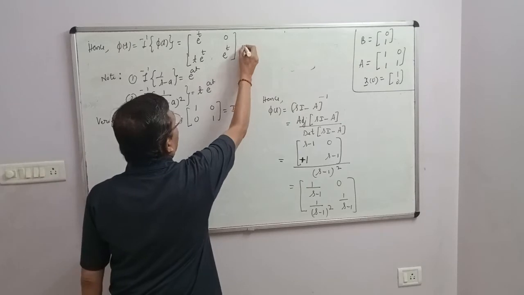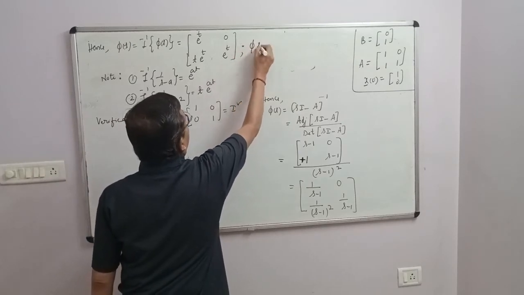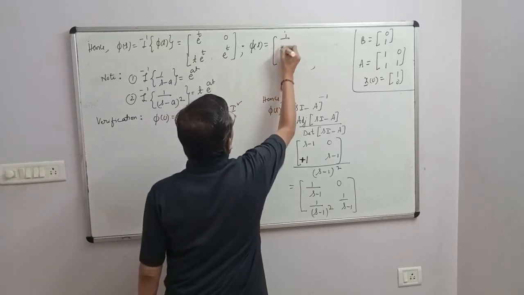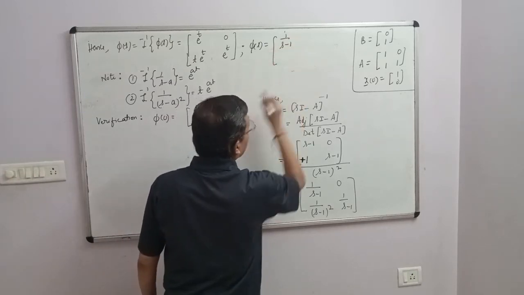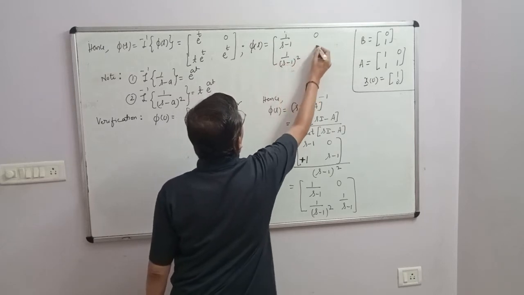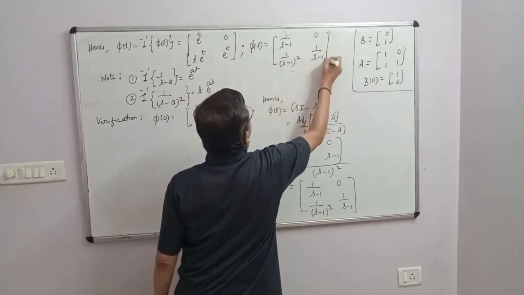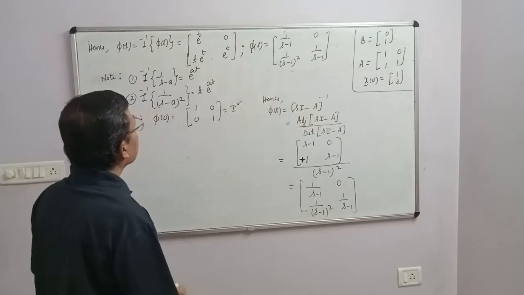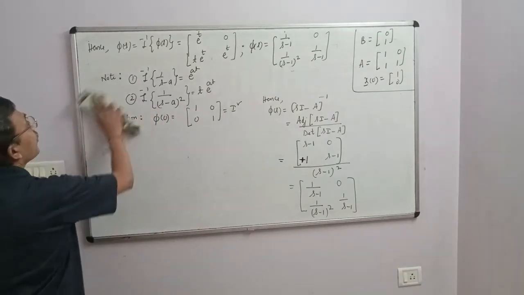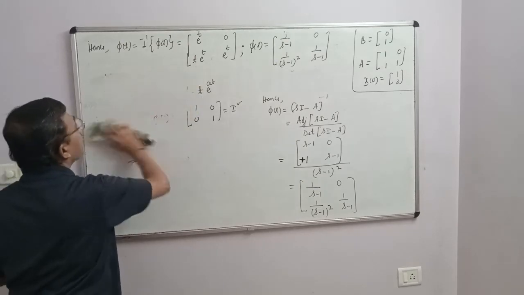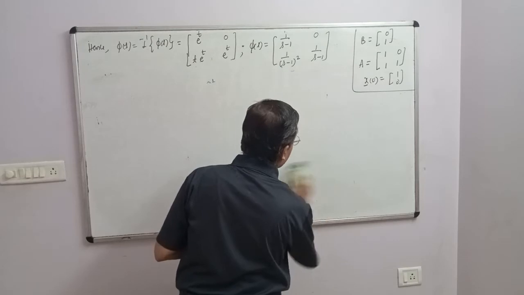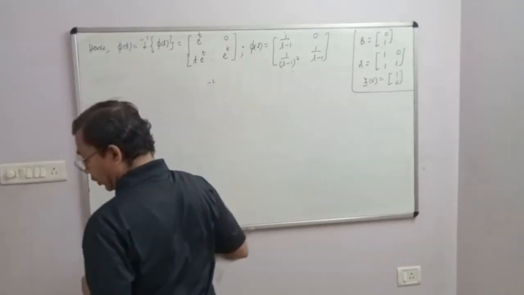So for my reference, I'll write phi of s here. Phi of s is [1 over s minus 1, 0; 1 over (s minus 1) whole square, 1 over s minus 1]. So phi of t we have found. Second step.